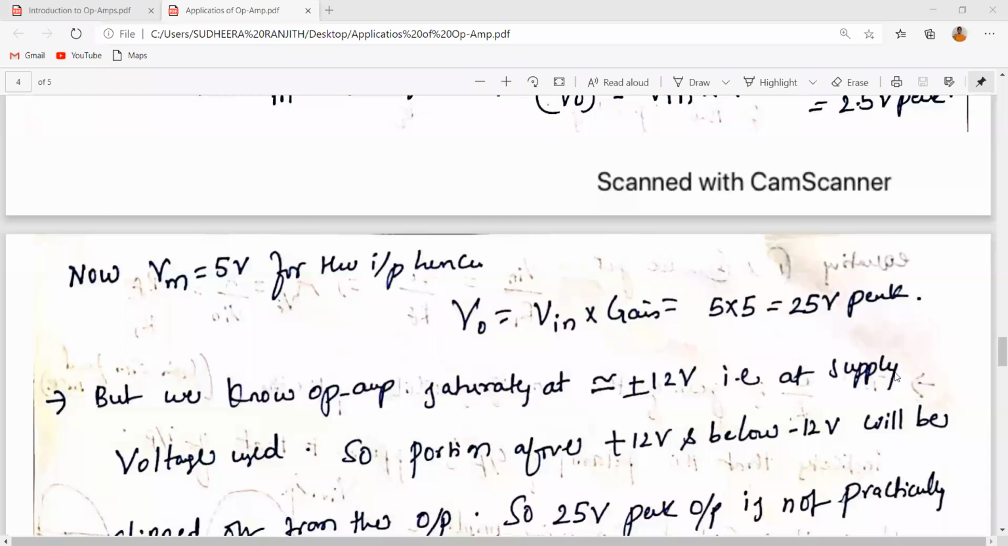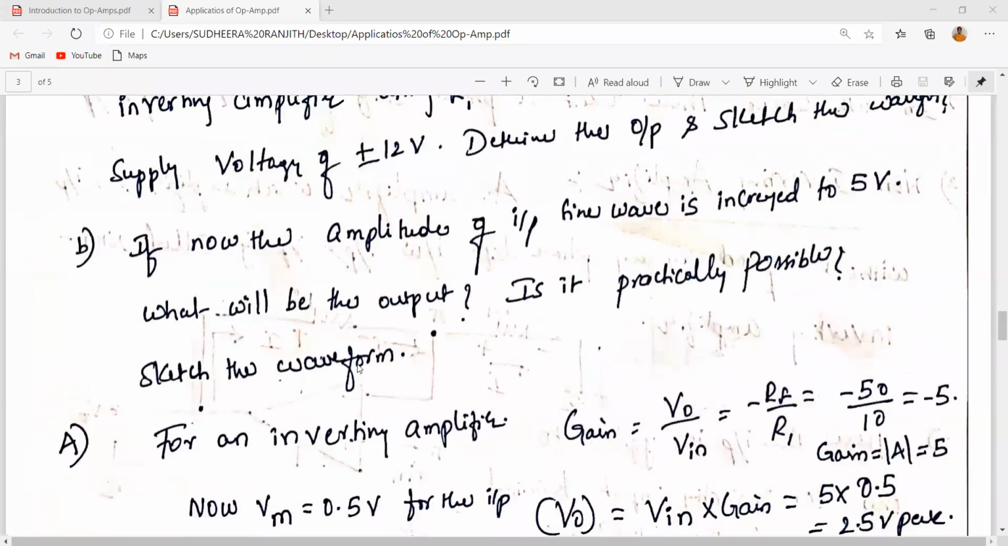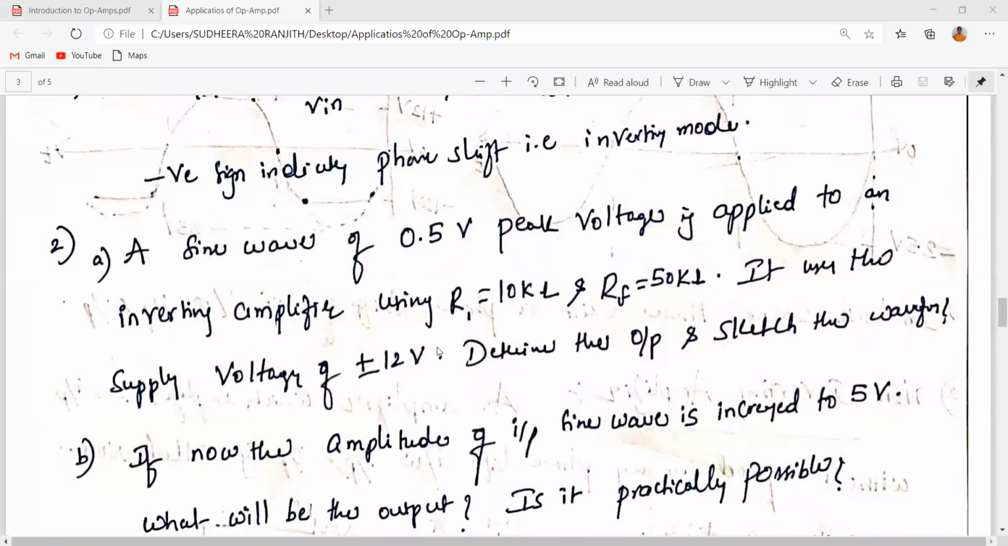25 volts peak. But as already discussed in the initial classes while explaining the op amp open loop gain, generally the output of an op amp saturates at approximately plus or minus 12 volts, that is, at the supply voltage. The maximum possible output depends upon your supply voltage values. That's why he has given supply voltages in the data.